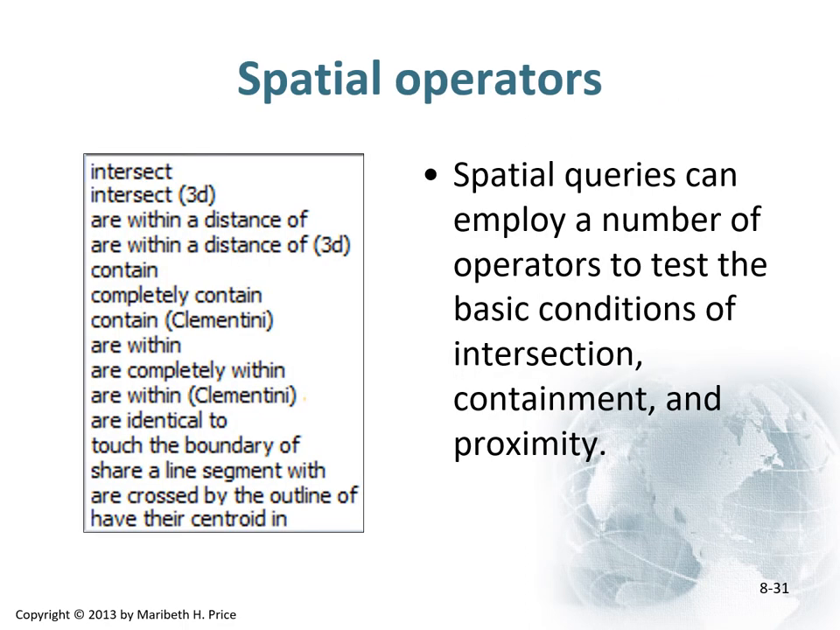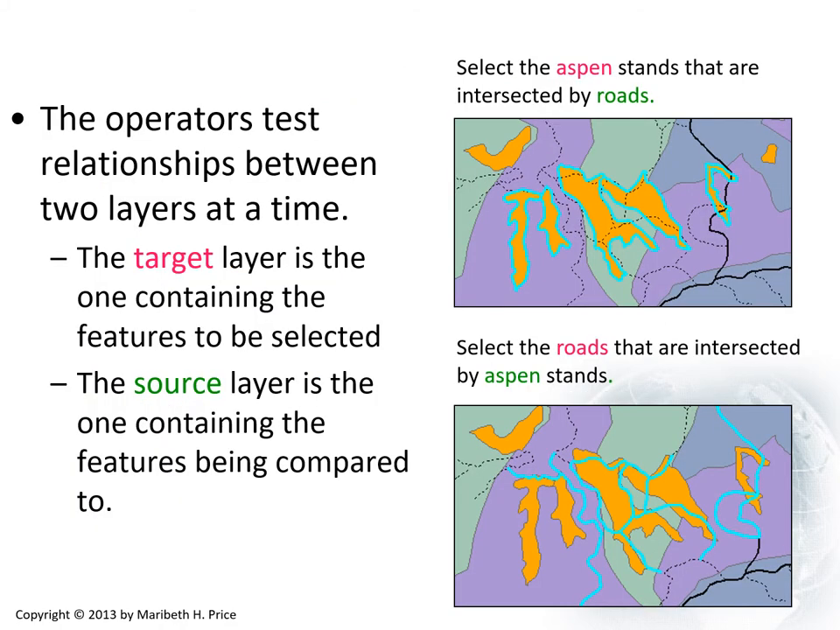Here are some of these spatial operators that you can see. Spatial queries allow you to employ any number of these, and you can test for these specifically, whether it's containment or intersection or proximity. But here are just a few examples of what's out there. Price goes on and on and on about target and source. I think it gets confusing the more we talk about target versus source in terms of these relationships.